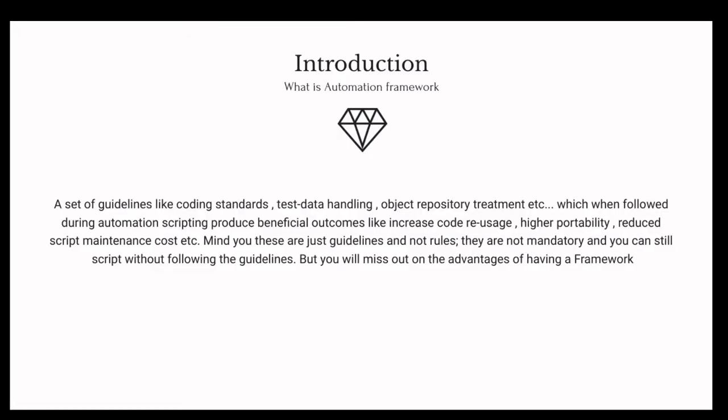So let's move on. First, the automation framework. An automation framework is nothing but a set of guidelines, like coding standards, how to handle the test data, what kind of object repository we should use and how we should use it, and what kind of specifications we should use. The beneficial outcome of using an automation framework is higher portability, reduced script maintenance costs, and more. These are just guidelines, not hard and fast rules of any particular automation framework. You can modify them as per your need, but they are basic guidelines.